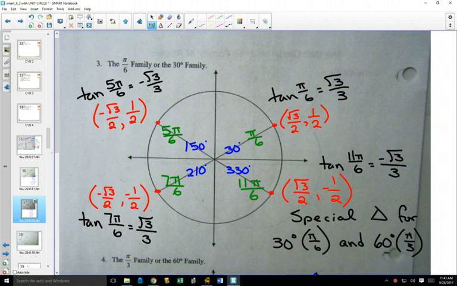What about cos of negative 7 pi over 6? You get to choose. Cos of negative 7 pi over 6.